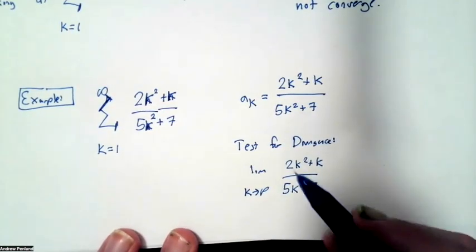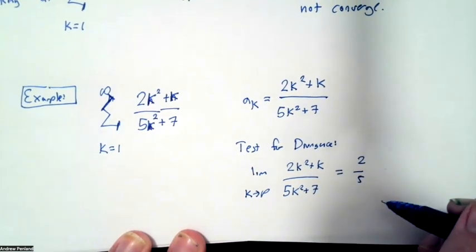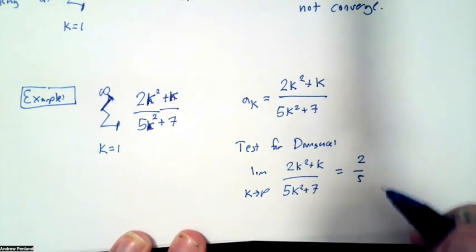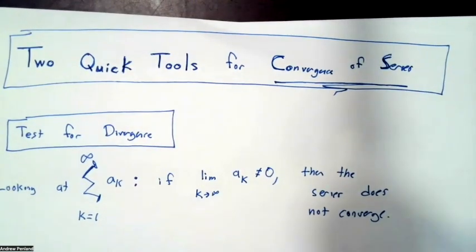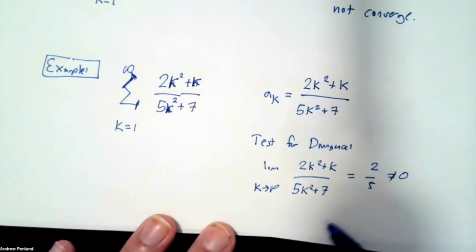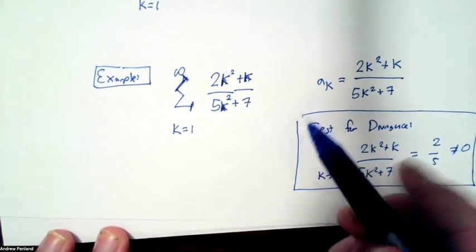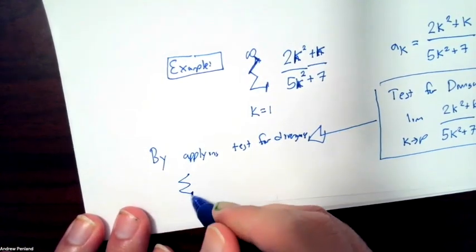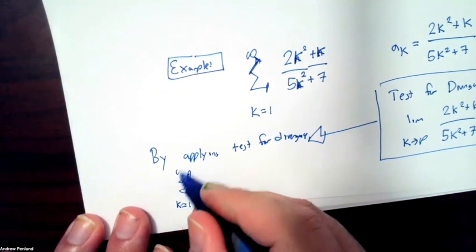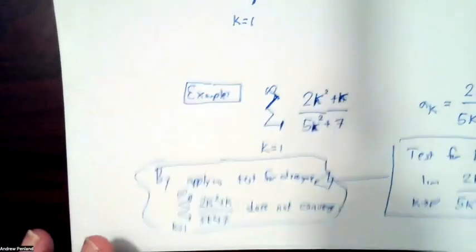And it turns out, if we use L'Hopital's rule, that in a moment, you can see that this limit is equal to 2/5. Now, 2/5 is not zero. And that's the important thing here, is that this limit of the terms that I'm adding up here is not zero. So by applying the test for divergence, I can say that this infinite series does not converge. It is divergent.